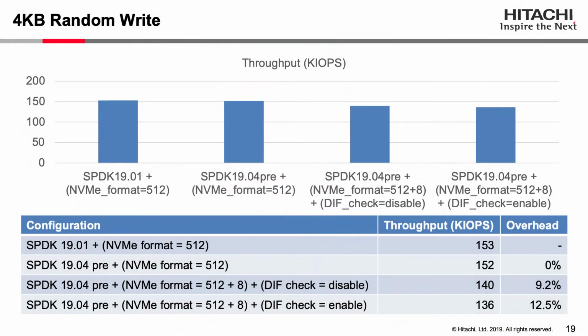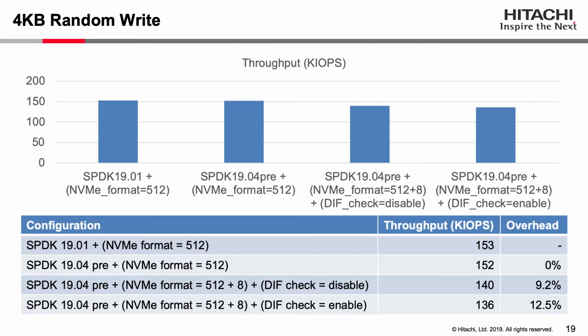And then the third one is the data when I used NVMe format 512+8 and DIF check is enabled.